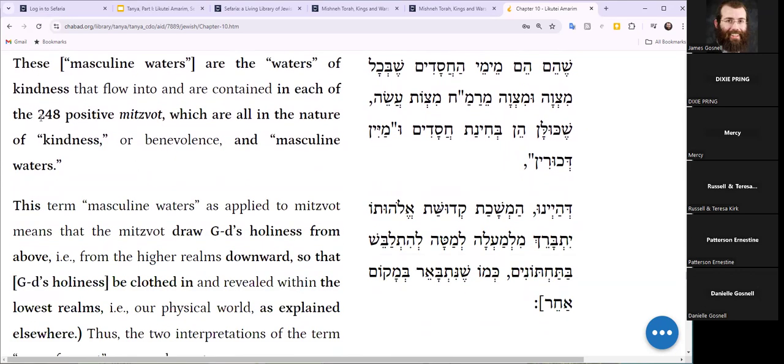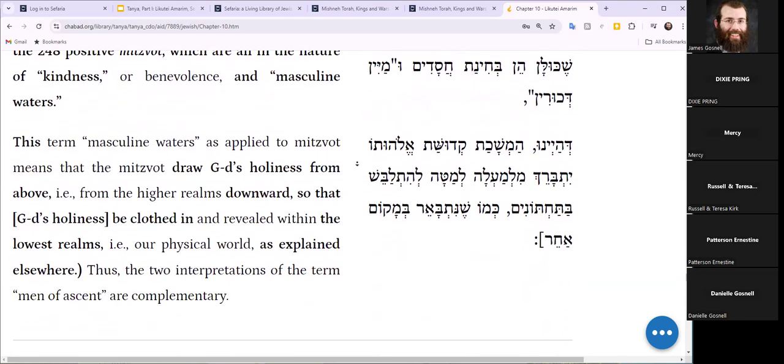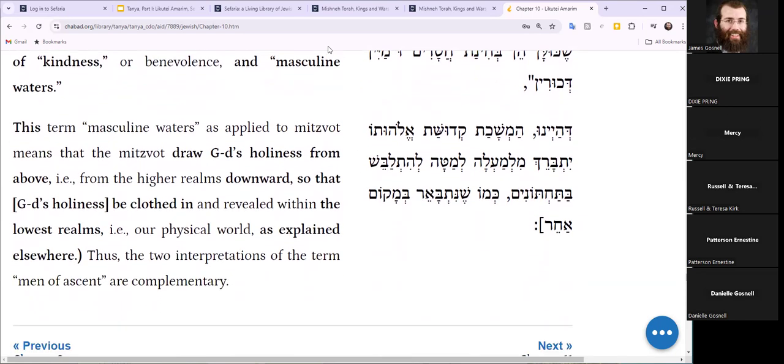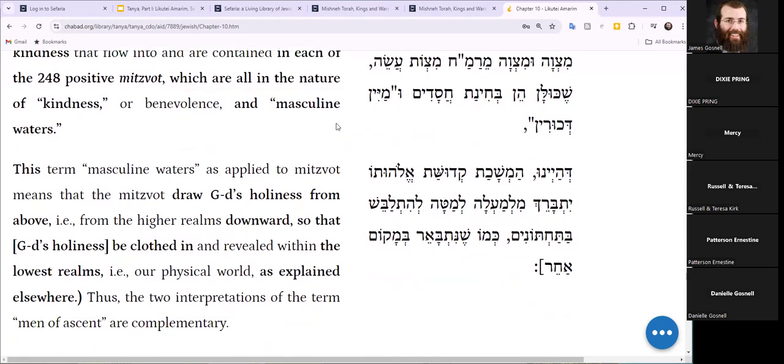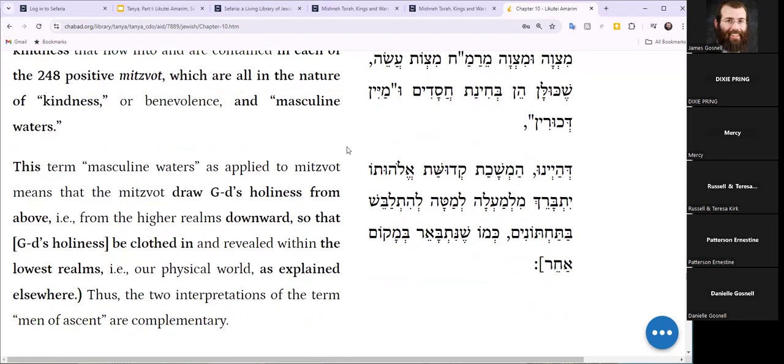So yeah, like Mercy, 248, you got all the bones of your body completely subdued and going for that unification. This term, let's hear. It's all in the nature of kindness or benevolence in the masculine waters. Go ahead, Mercy.